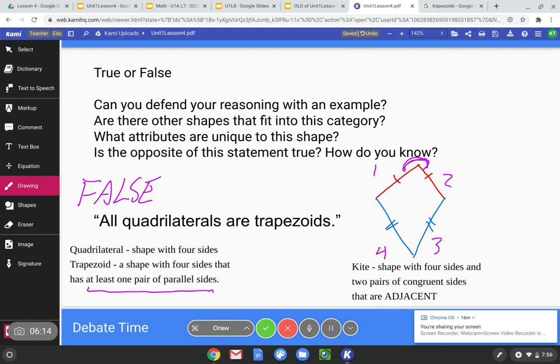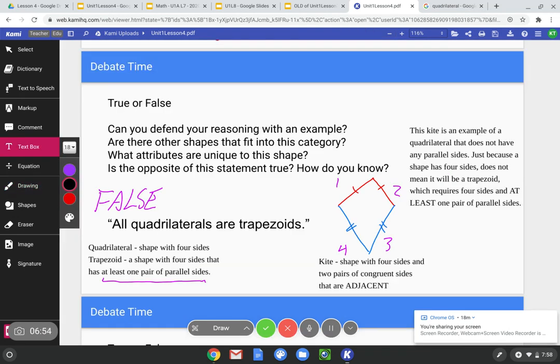4 and 2 would eventually meet and cross down here if these lines continued. So they're not parallel, and the same for 1 and 3. They would eventually cross, so those lines are not parallel. So we can see here that it is a quadrilateral, and it does not have any parallel sides. So it's not a trapezoid. This is an example of a quadrilateral with no parallel sides, and it's not a trapezoid.